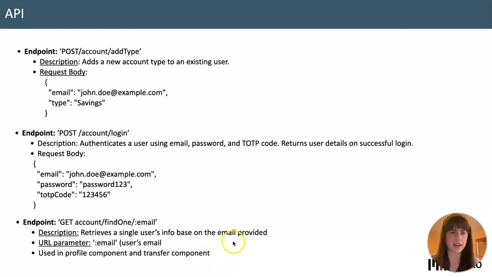Down here we have the get find one by email route, which retrieves a single user based off the email they provide in the URL parameter. I use this in the profile component and the transfer component.